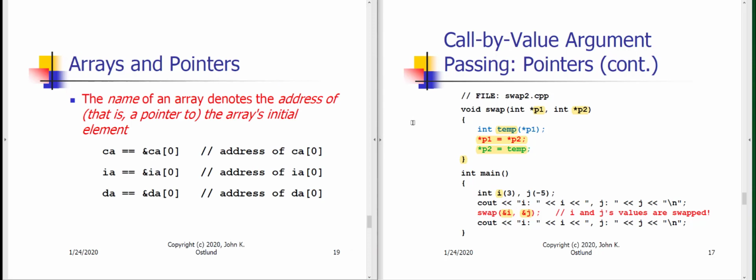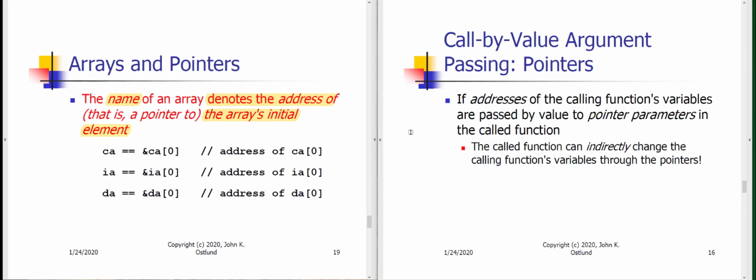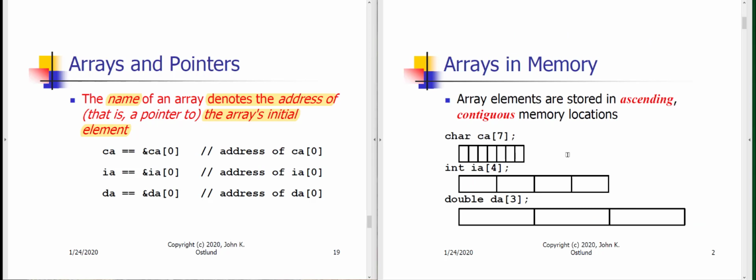All right, well, the last thing that we're going to mention here is that array names are very tightly connected to pointers. In fact, the name of an array actually denotes the address of the initial element of that array. That is, if ca is an array, and let me go back to where we declared ca, way back on slide 2. So ca is an array of 7 chars, and ca all by itself, just the name of that array, denotes the address of that array's initial character.